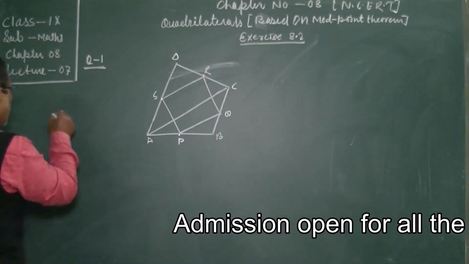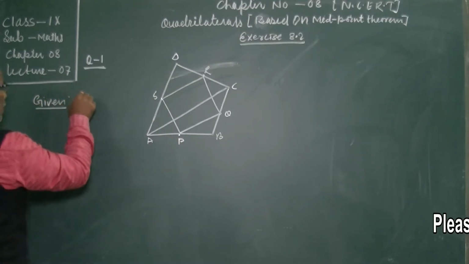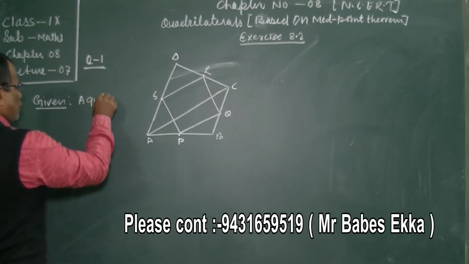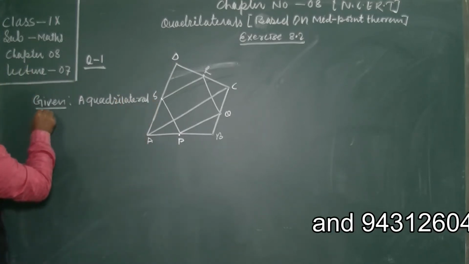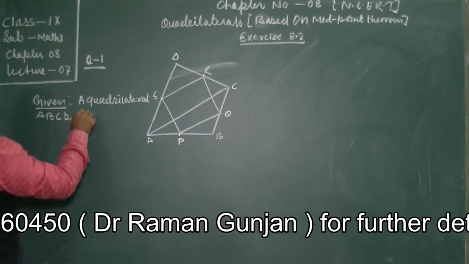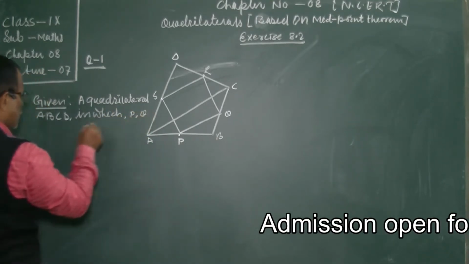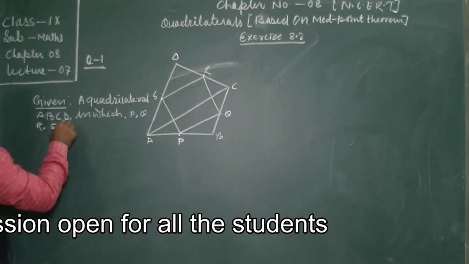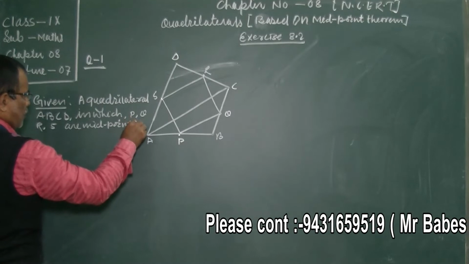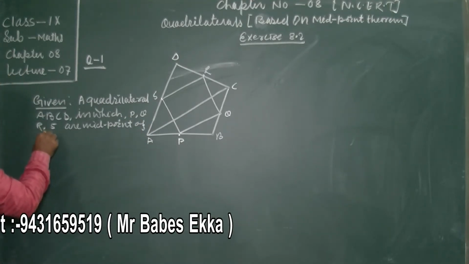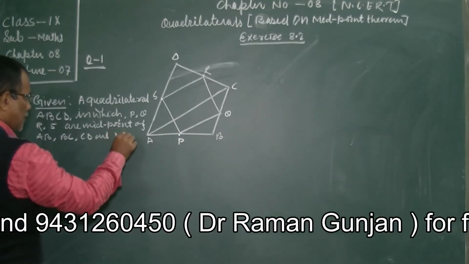At first we will write what is given. Given a quadrilateral ABCD in which P, Q, R, S are midpoints of AB, BC, CD and DA.